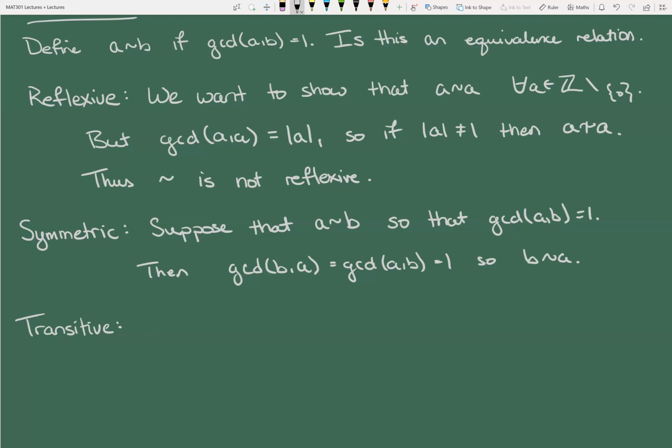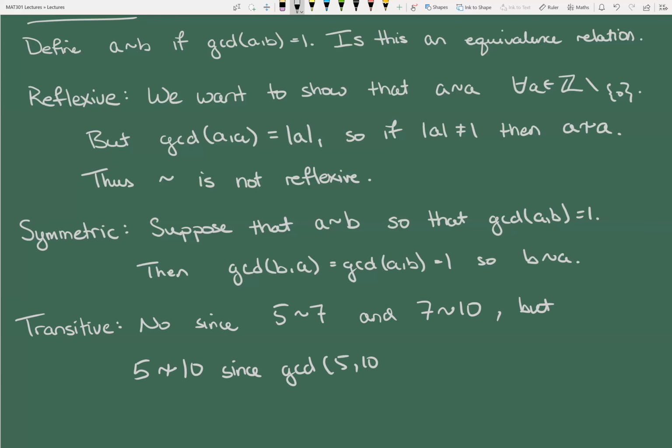Right, exactly, Paula. So 5 is related to 7, since 5 is co-prime to 7, right? So they are related, and 7 is co-prime to 10, but 5 and 10 are not co-prime because their GCD is actually 5. So 5 is not related to 10, since the GCD of 5 and 10 is equal to 5, right?